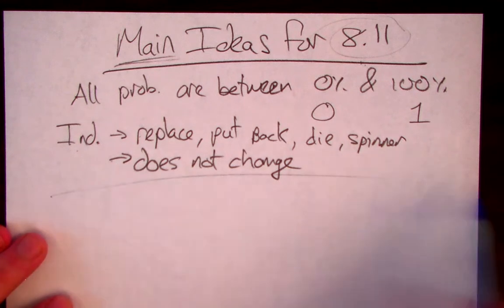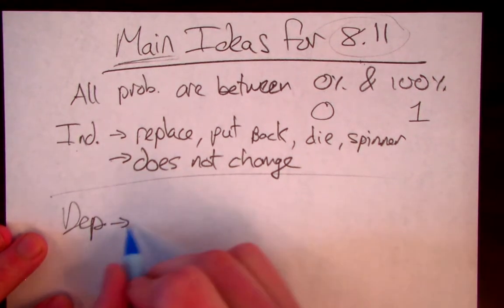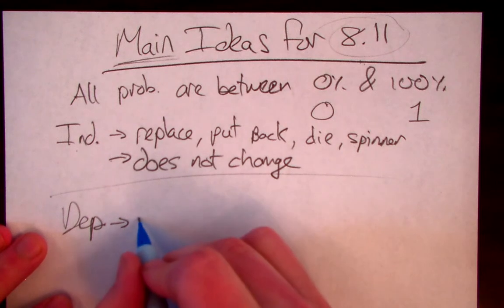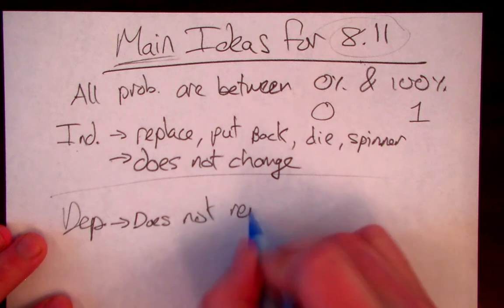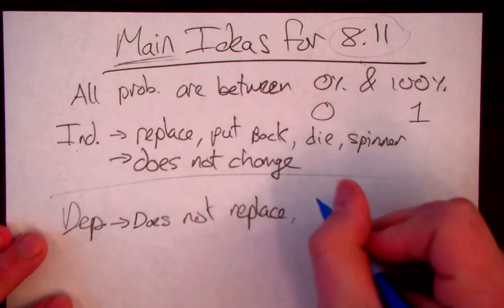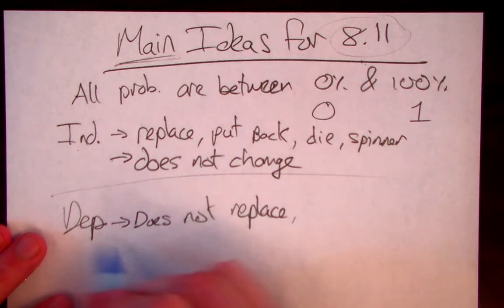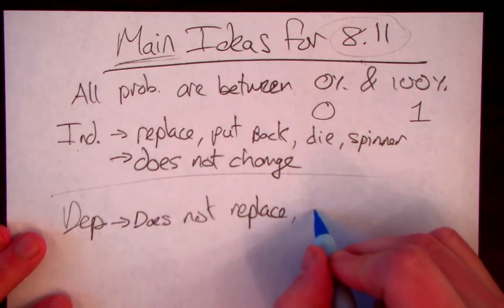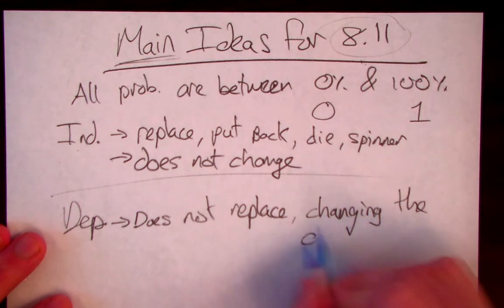Separately, for dependent, that means that you are depending on an outcome. So it does not replace. You could say it does not replace, does not put back. It's the candy is eaten. What's another example? You are mainly changing the denominator.